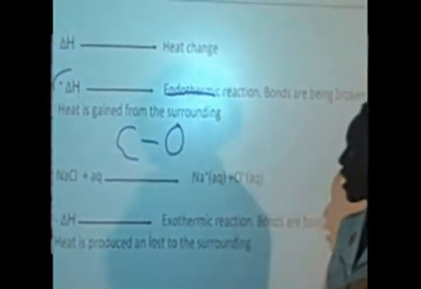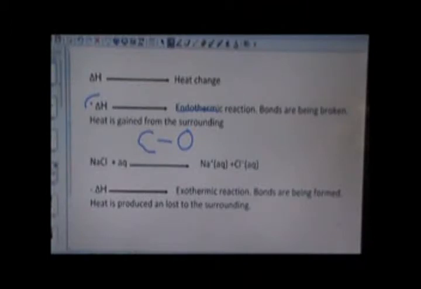And we also have this negative delta H, and in this one we talk about exothermic reactions. And in these reactions, heat is being given out, and that means bonds are being formed. Heat is produced to the surrounding.